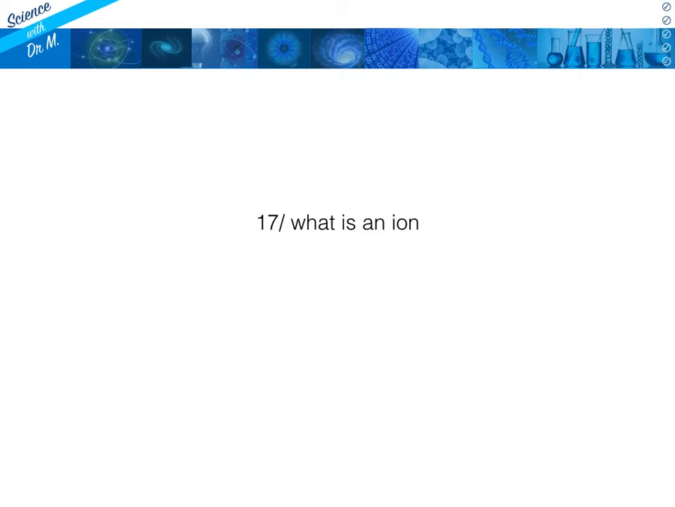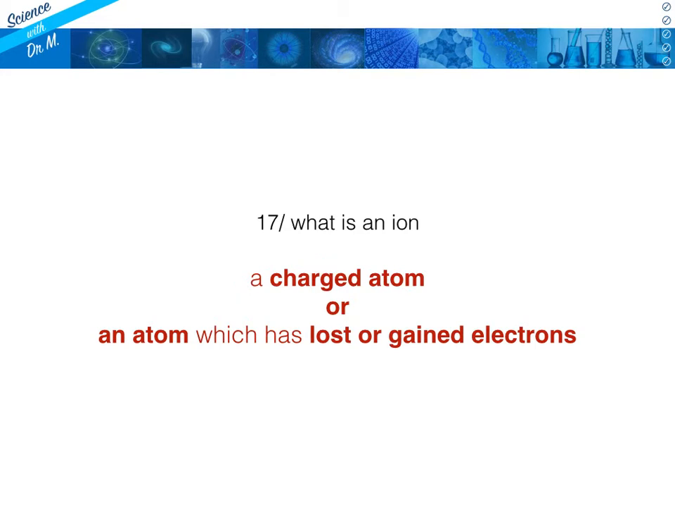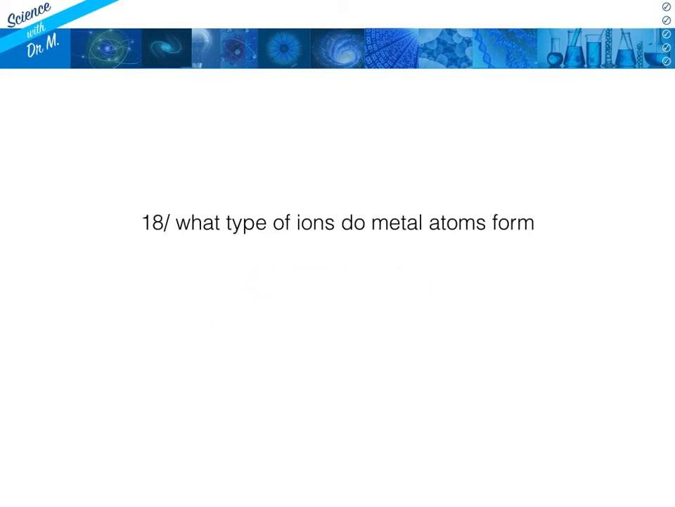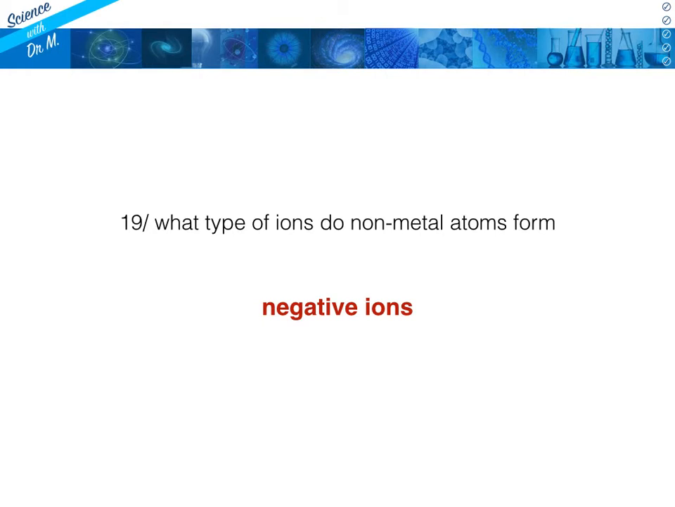Number 17, what is an ion? And the answer is a charged atom, or you could say an atom that has lost or gained electrons. Number 18, what type of ions do metal atoms form? The answer, positive ions. 19, what type of ions do non-metal atoms form? And the answer is negative ions.